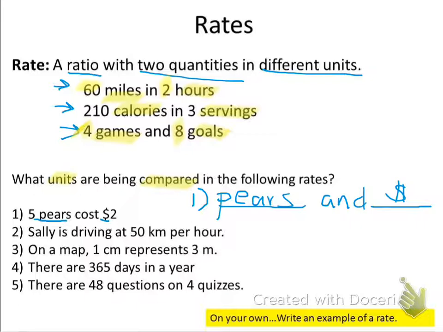Then on your own, write an example of your own rate. It can be any rate you would like. Click pause now and get that part done.